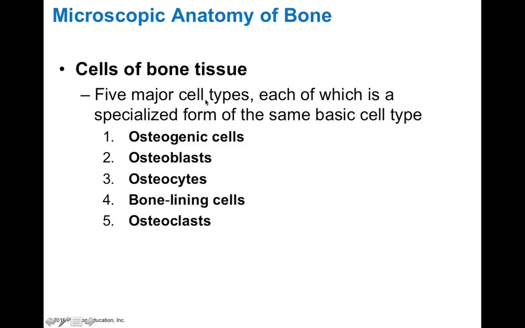Okay, there are 5 major cell types within bone, and each of these has its own specialized form and function. Now, osteogenic cells are a form of stem cell we find within the periosteum and endosteum. Osteoblasts are the bone-forming cells, and osteocytes are the mature bone cells. We have bone-lining cells, also called periosteal cells, which basically monitor the existing compact bone. And the osteoclasts are these giant multinucleated immune cells that basically break down the bony matrix.